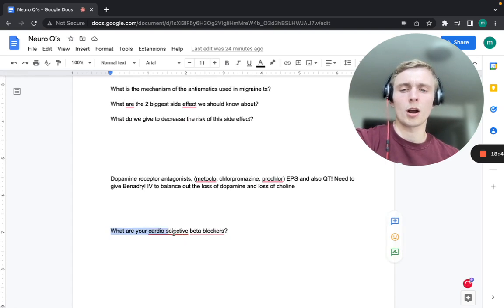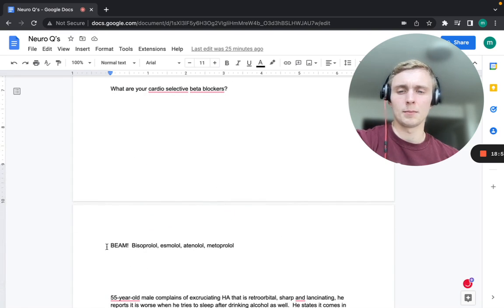Next question is, what are your cardioselective beta blockers? So a good mnemonic for that is BEAM, B-E-A-M. That's bisoprolol, esmolol, atenolol, and metoprolol.